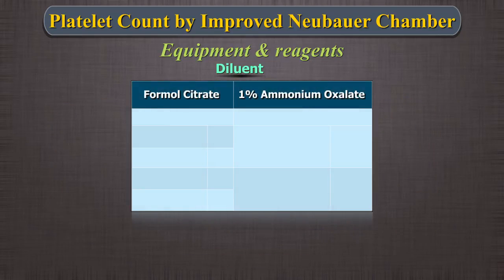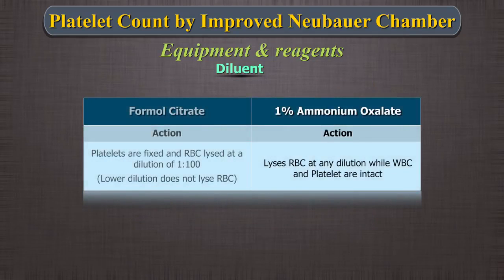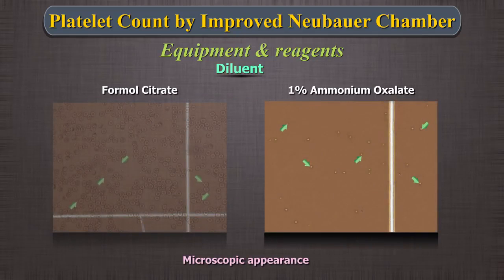Now, 1% ammonium oxalate. Composition: ammonium oxalate 11.45 grams, phosphate buffer 1 gram. Lyses RBC at any dilution while WBC and platelets are intact. Microscopic appearance.